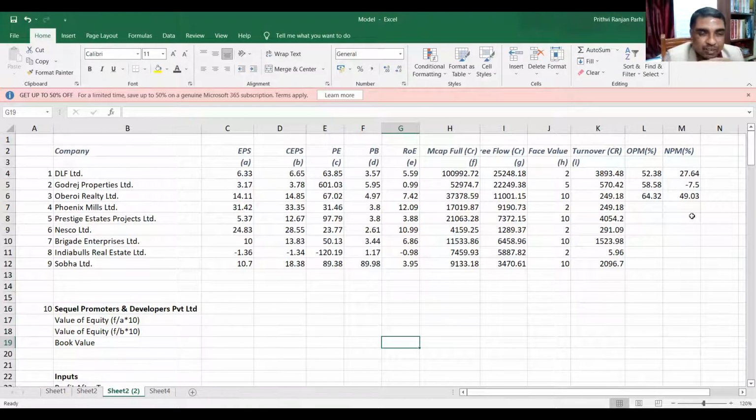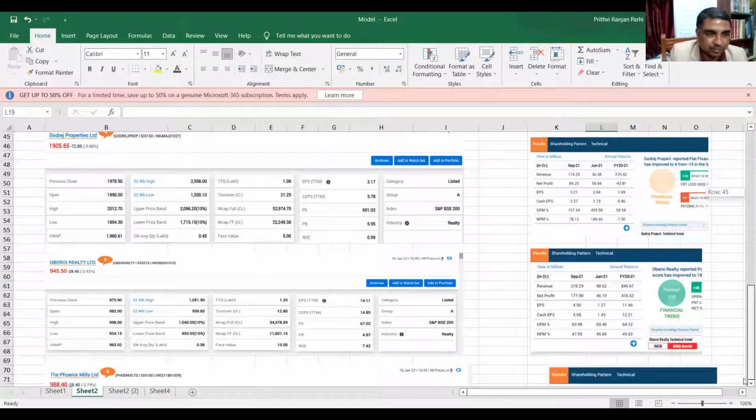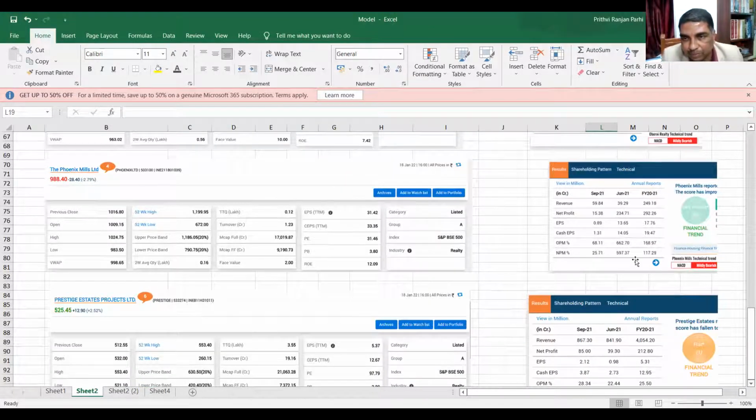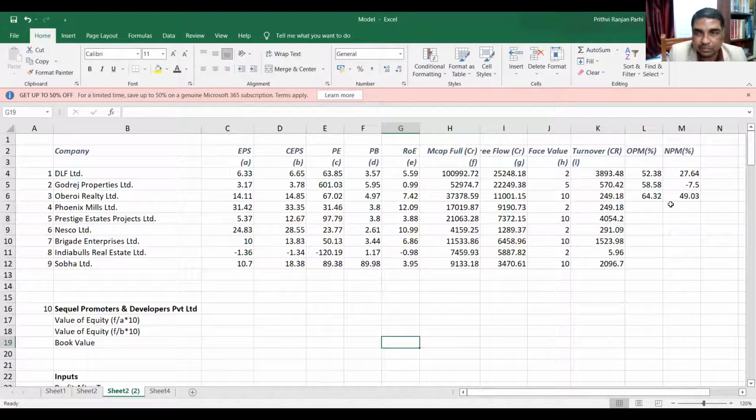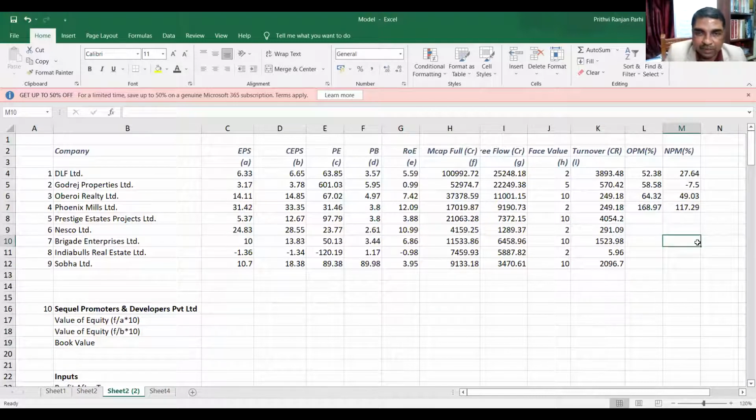The next company is Phoenix. Phoenix data is available. Just see what the OPM, NPM data is. 168.97 and 117.29. Okay, please help me in remembering this data.